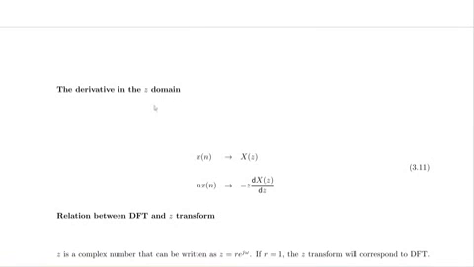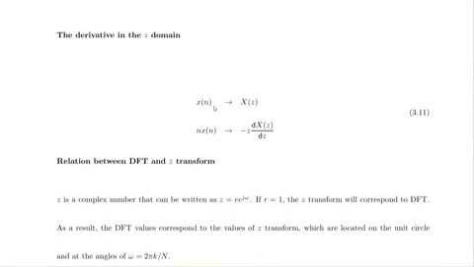The derivative in the z domain. Okay. We have x of n and X of z. If we multiply x of n by n, then it will lead to a derivative in the z transform domain. It will be minus z, okay, times dX of z over dz.